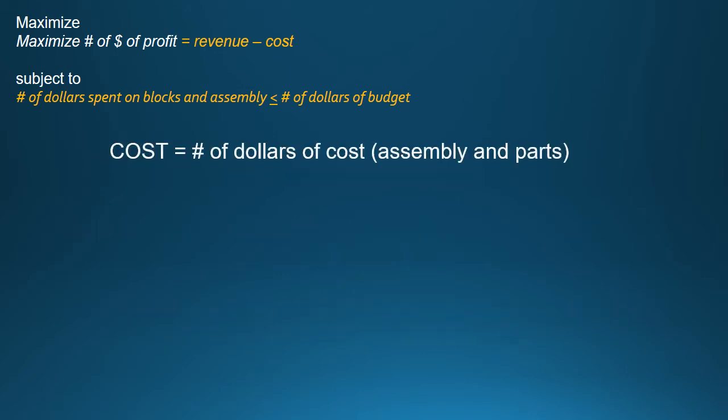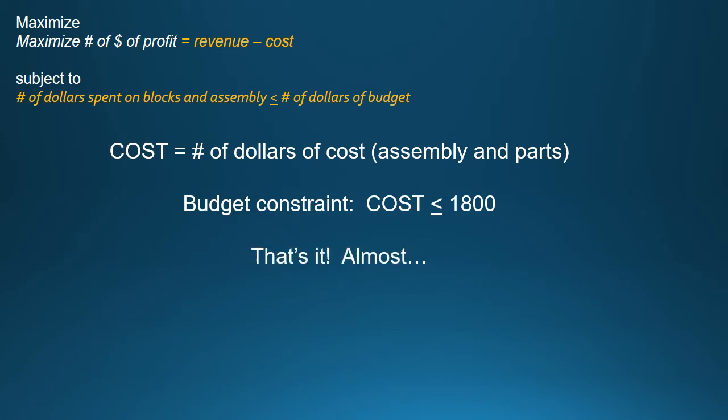So for us, we're going to have to define cost to be the number of dollars of cost, assembly and parts, and then we can use that variable, for example, to write the budget constraint in this very simple way. Cost less than or equal to $1,800. And that's pretty much it.